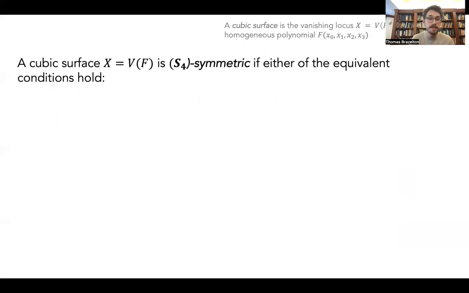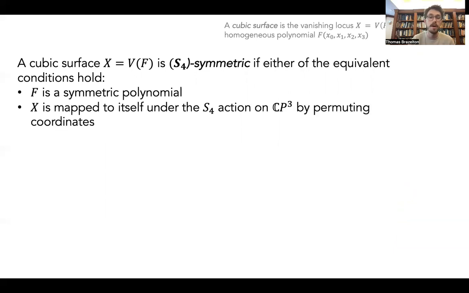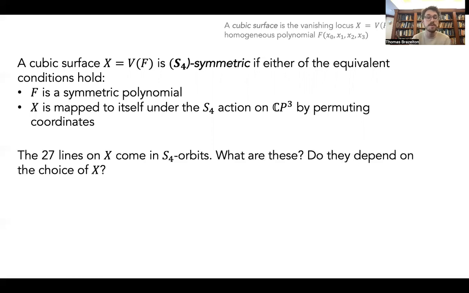We would say that a cubic surface is S4 symmetric, or I would say symmetric, if either of the equivalent conditions hold. Either F is a symmetric polynomial in x0 through x3, or under the S4 action on CP3 by permuting coordinates, we have that x is just mapped back to itself. But this action is linear, so it sends lines to lines in CP3. In other words, if x is symmetric, lines on x are sent to other lines on x. So our 27 lines now come in S4 orbits, and we can ask, what are these? And we can also ask, do they depend on anything about x other than the fact that it was symmetric?